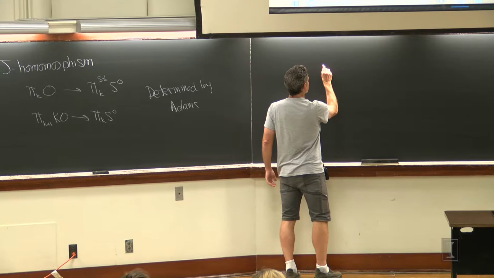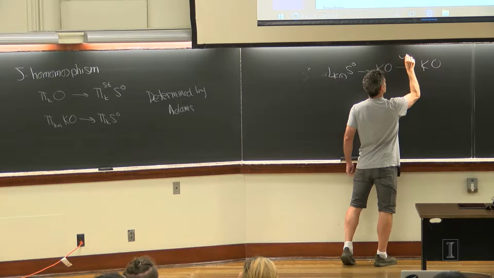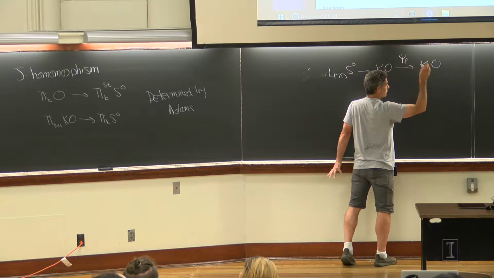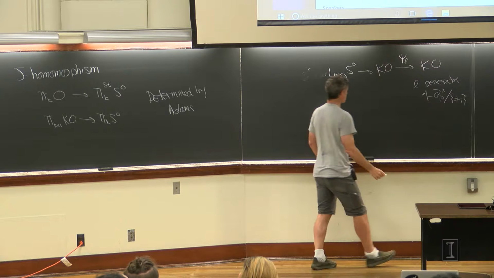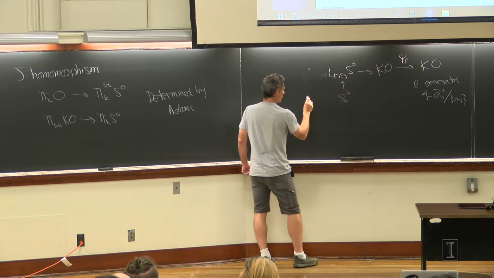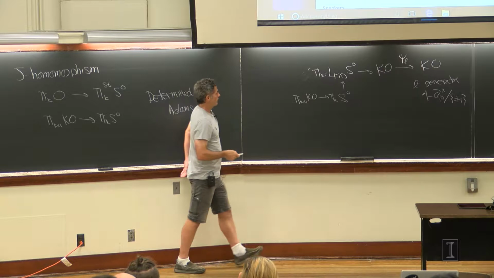So nowadays we'd call this the K1 localization of the sphere, and that's the fiber of this map. So now we're supposed to have completed it at the prime P, which is probably 2, and L is a generator of the group of p-adic units mod plus or minus 1. So that's the fiber, and then Adams studied this map from the homotopy groups of KO to pi k of this, and he showed that the image of this embeds as a summand here.